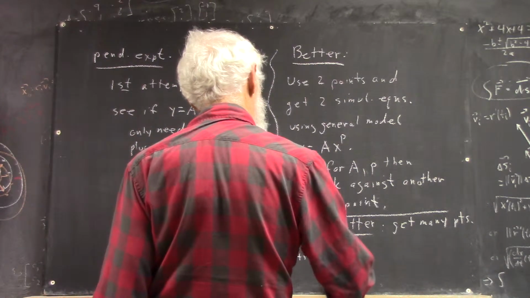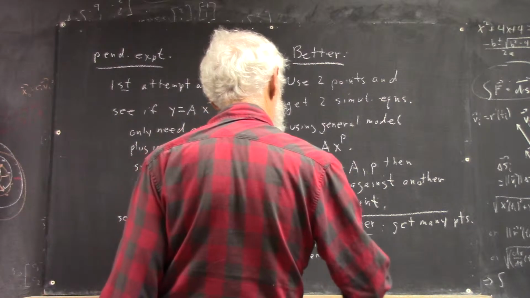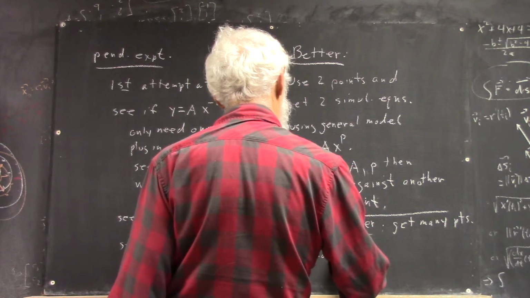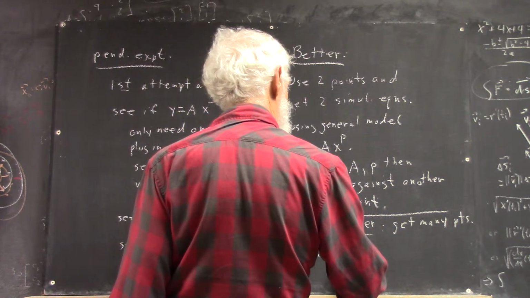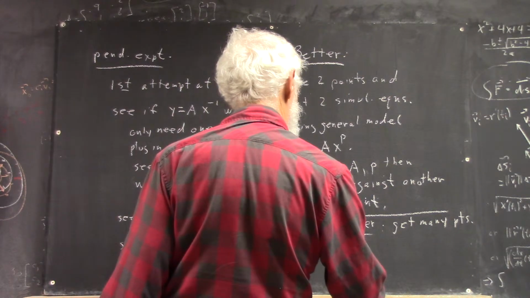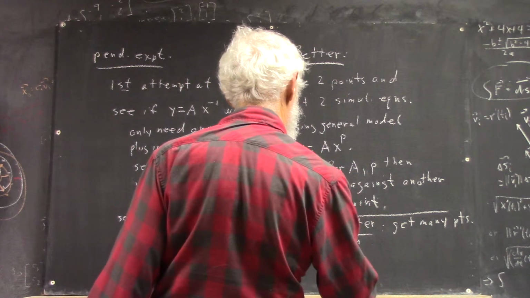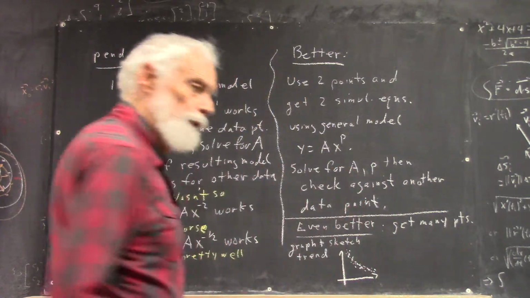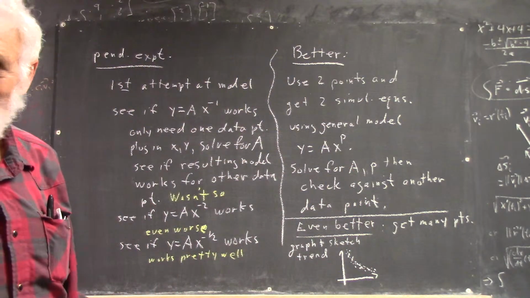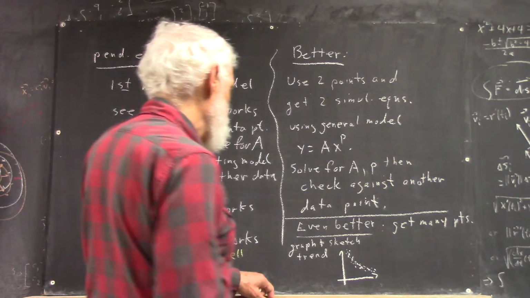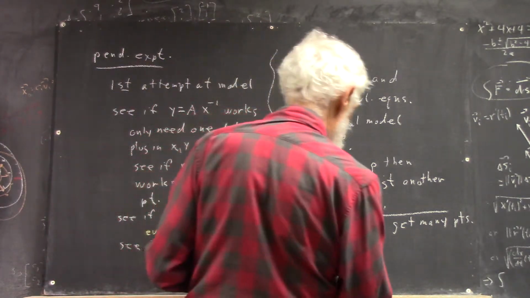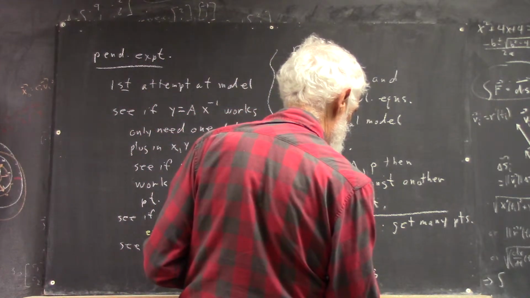Graph it and sketch the trend. That means you make a graph. Got enough points yet? And then you sketch a curve that you think follows the trend. The trend here is pretty clear.